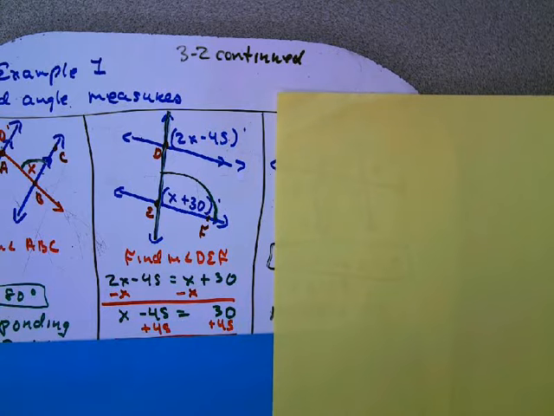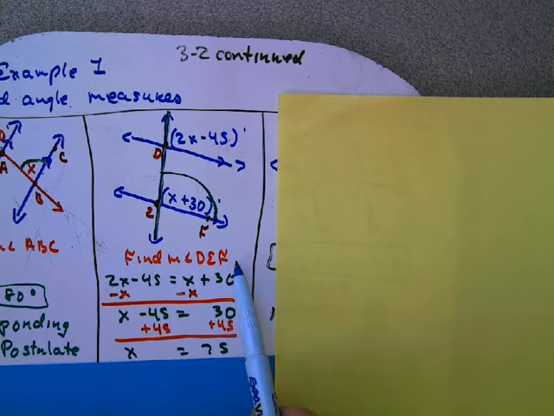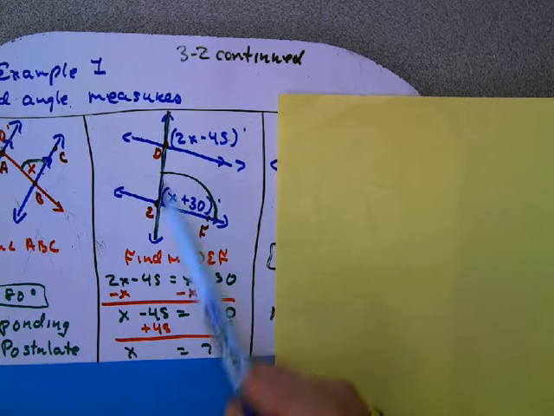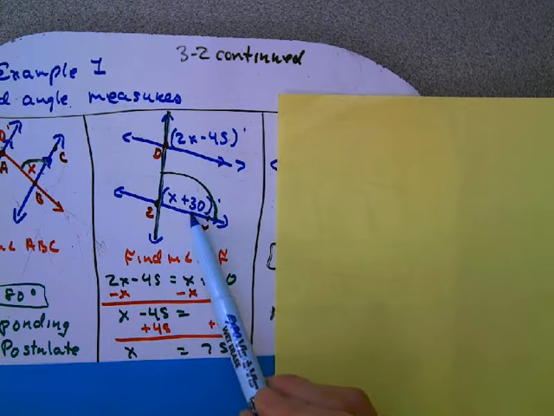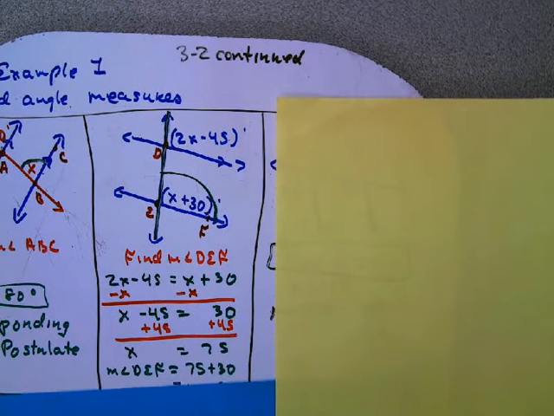Don't be done here, please. You want to find the measure of angle DEF. You didn't find that. You only found x. But I know DEF is x plus 30. So if I add 30 to this, I've got angle DEF. So you just do that. You say the measure of angle DEF is 75, that's your x, plus 30, and you get 105 degrees, and you have answered your question.